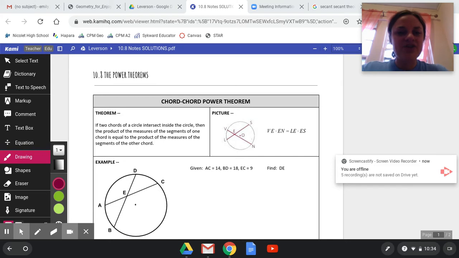Today we are talking about power theorems. Previously we talked about angles and arcs inside of circles, and today we are going to be talking more about the segments inside circles or around circles. So pause the video right now, please, and read about the chord power theorem.